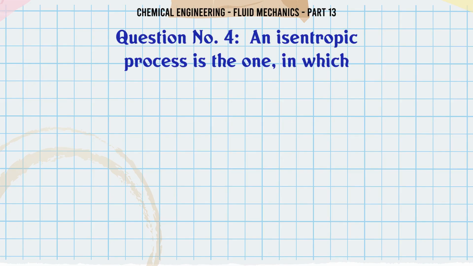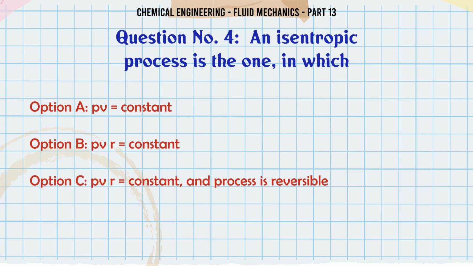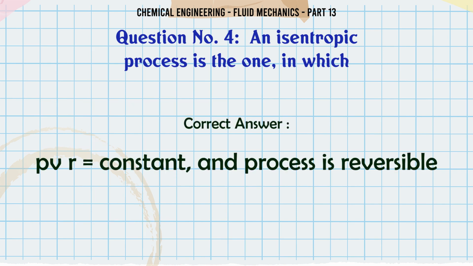An isentropic process is the one in which A. PV = constant, B. PV^γ = constant, C. PV^γ = constant and process is reversible, D. none of these. The correct answer is PV^γ = constant and process is reversible.